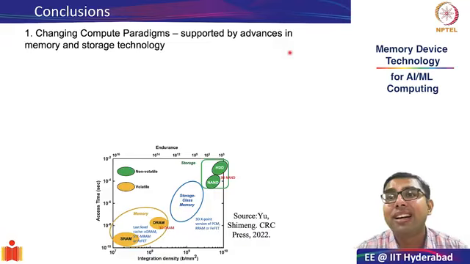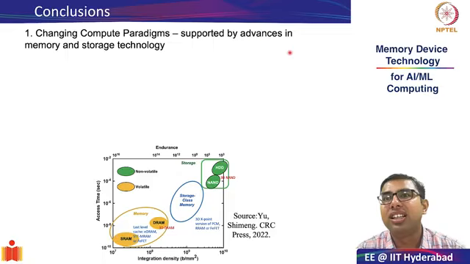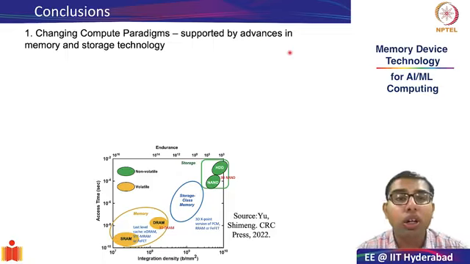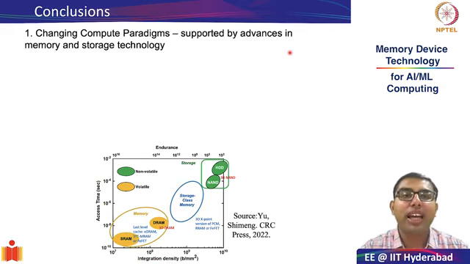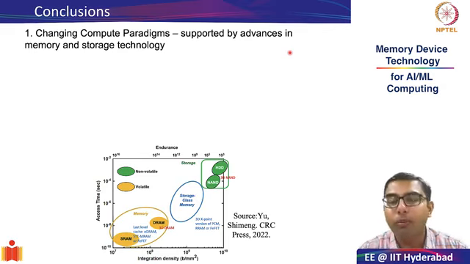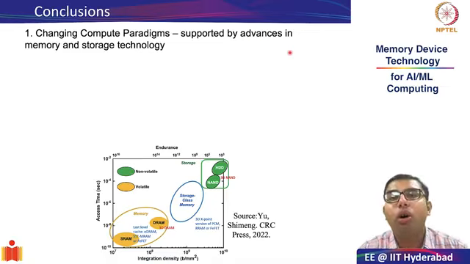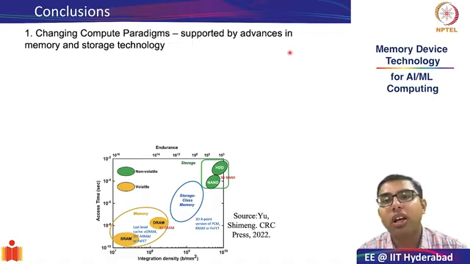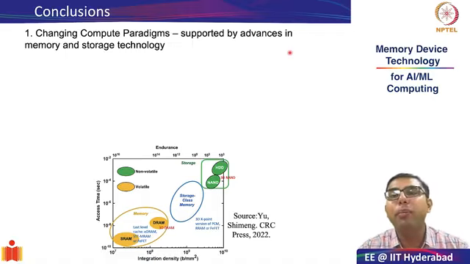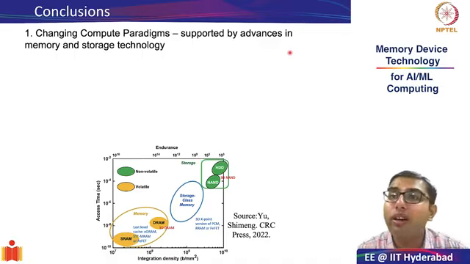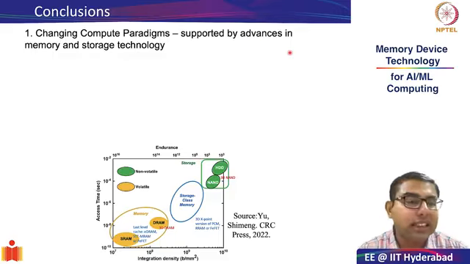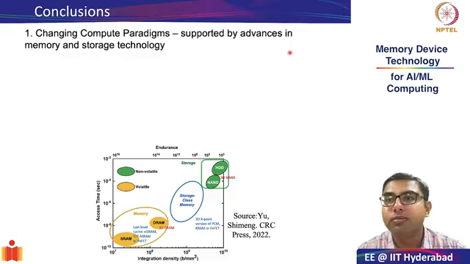So let us conclude our module 1 with the important learnings, the key insights that we gained. The first insight we got: there has been a remarkable shift in the compute paradigms from logic-centric computing to data-centric computing, and all of this was supported due to the availability of big data. And what led to the availability of big data?